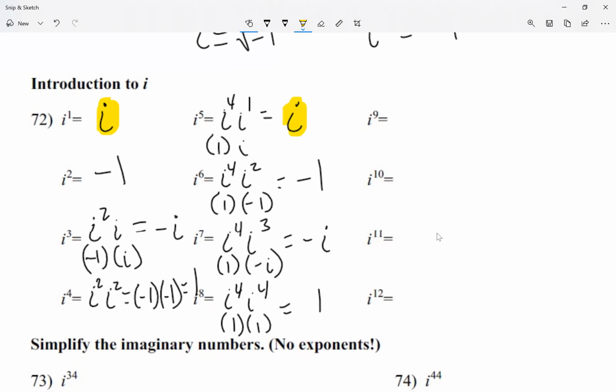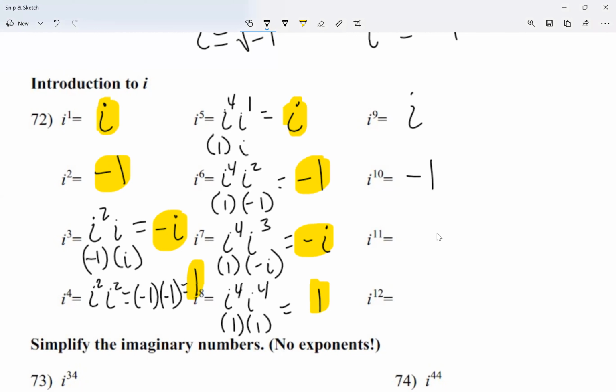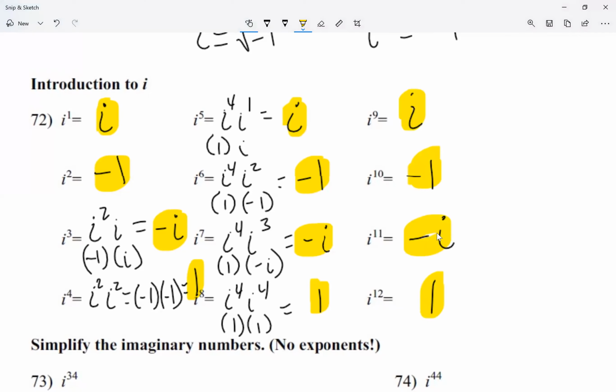Let me highlight my answers here. You guys see how they repeat? If it came down to it, i to the ninth is going to simplify to i, i to the 10th is going to simplify to -1, i to the 11th is going to simplify to -i, and i to the 12th is going to simplify to just 1. You see my repetition here? You see my pattern here?